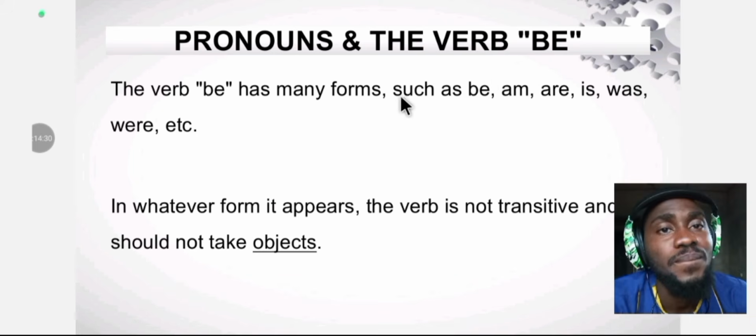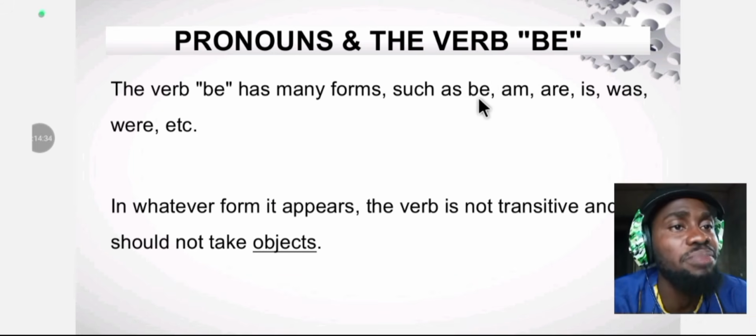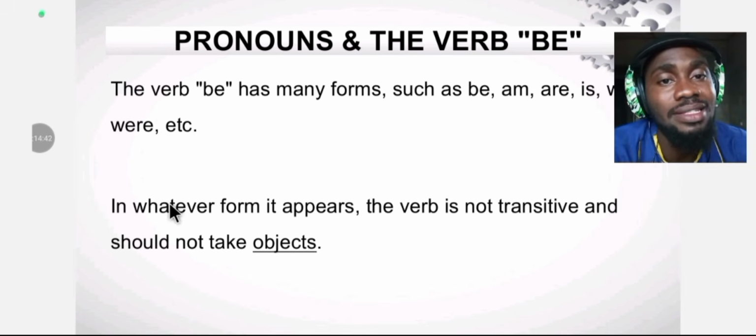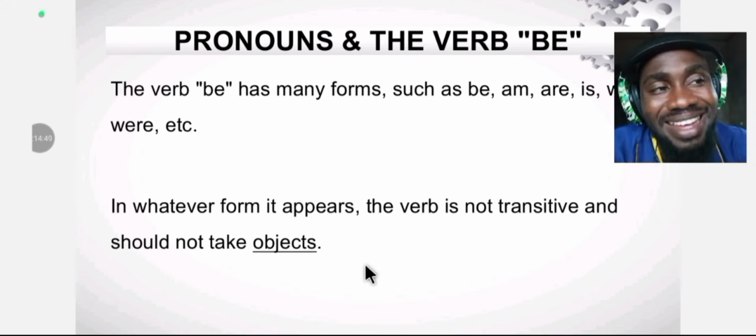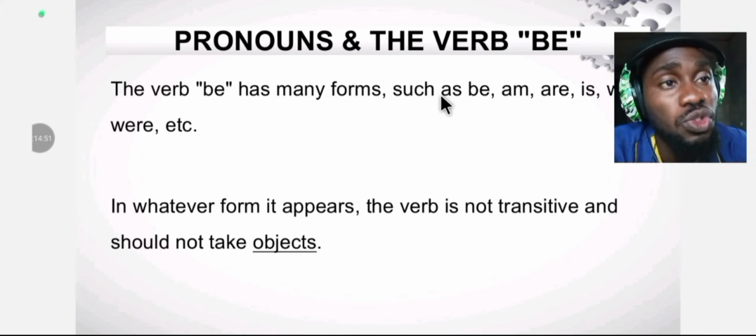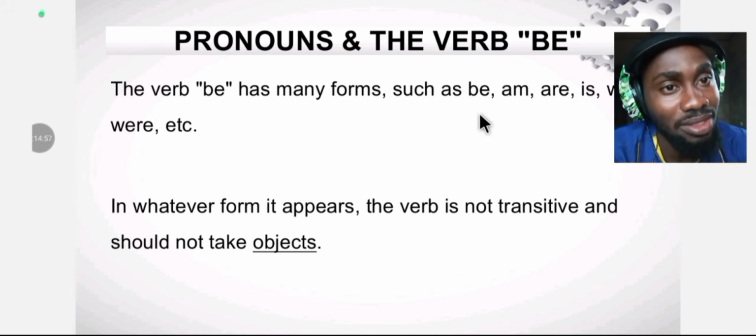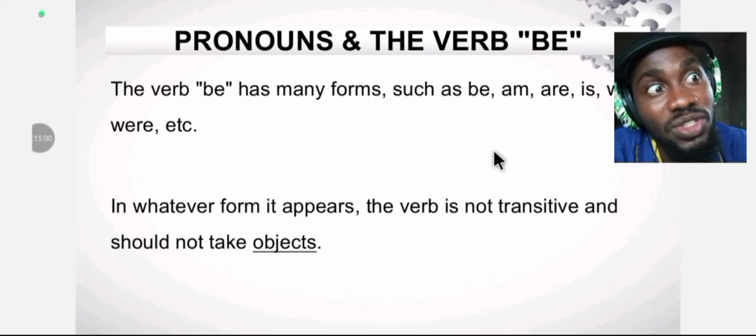Pronouns and the verb be. The verb be has many forms such as be, am, are, is, was, were, and so on. You have to learn these forms by heart. In whatever form it appears, the verb is not transitive and should not take an object. These forms of be, be and its family, its members, should not take objects. It should take only subjects.